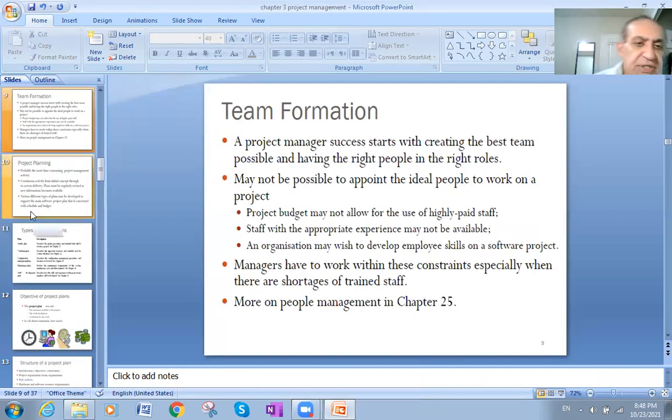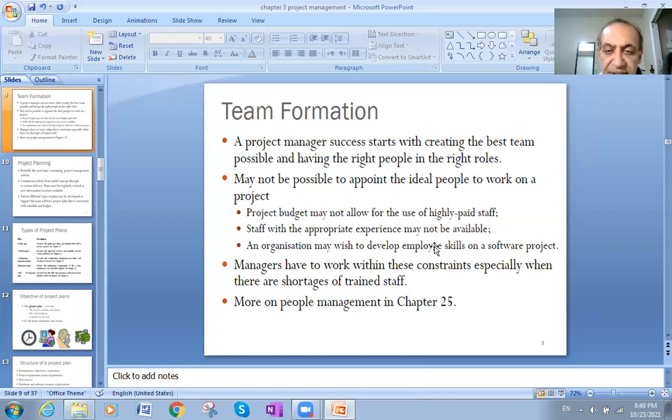Now the team formation. Team formation is a very important point because working in project management is always in teams. A project manager's success starts with creating the best team possible and having the right people in the right roles. It may not be possible to appoint the ideal people to work on a project. Yes, project budgets may not allow for the use of highly paid staff. So sometimes because of cost constraints, we talk about the triangle, including the cost constraints, you might not recruit the best qualified people to your project team because they are highly paid. So you try to avoid this.